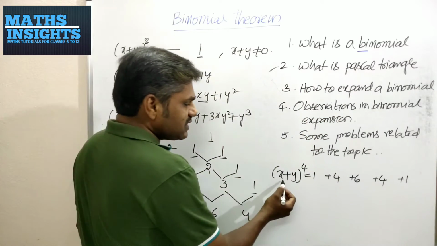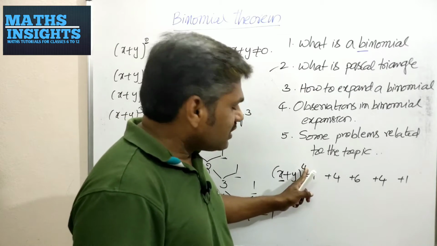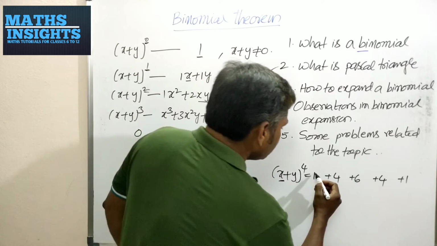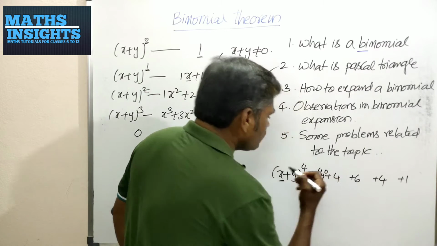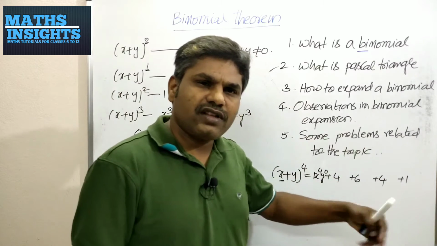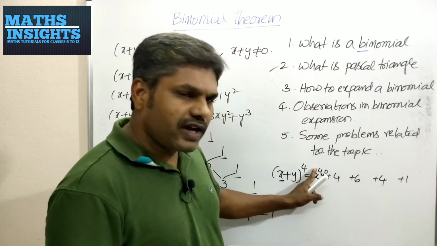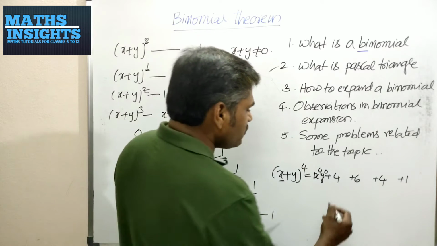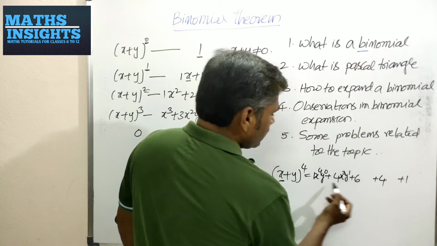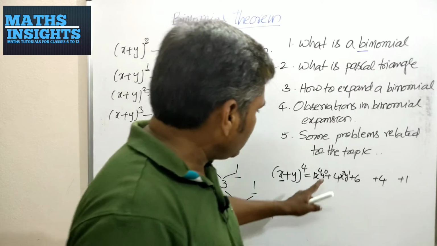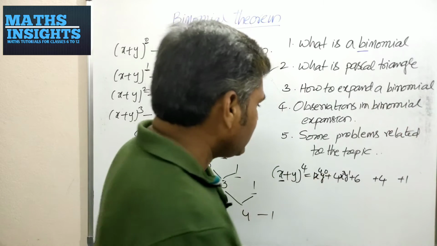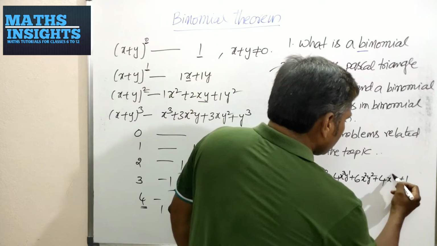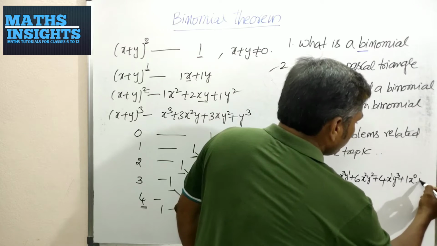And in the expansion, the first term x will have the index of the binomial. Whatever the index of the binomial, the first term will have that power, x power 4, and the second will have 0. In the consequent terms, the index of x will decrease by 1 and the index of y will increase by 1. In the next one, x cube y power 1. 4 when reduced by 1 becomes 3, and 0 when increased by 1 becomes 1. Similarly, this is x square y square. Next, x power 1 y power 3, x power 0 y power 4.